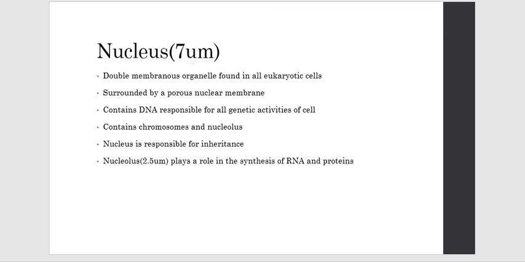Nucleus. Nucleus is 7 micrometers in diameter as viewed through the electron microscope. It is a double-membranous organelle found in all the eukaryotic cells. It is surrounded by a porous nuclear membrane. It contains DNA responsible for all the genetic activities of the cell. It contains chromosomes and the nucleolus.